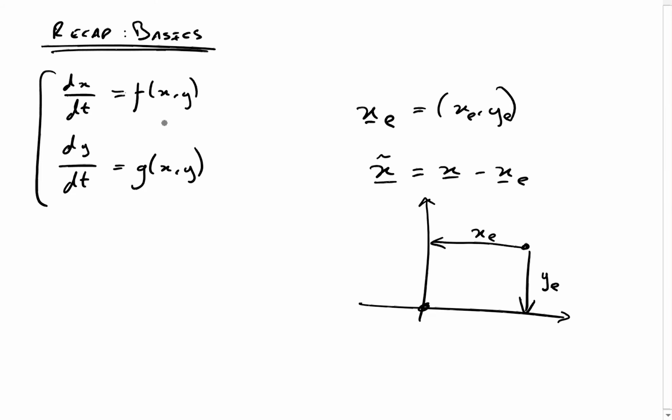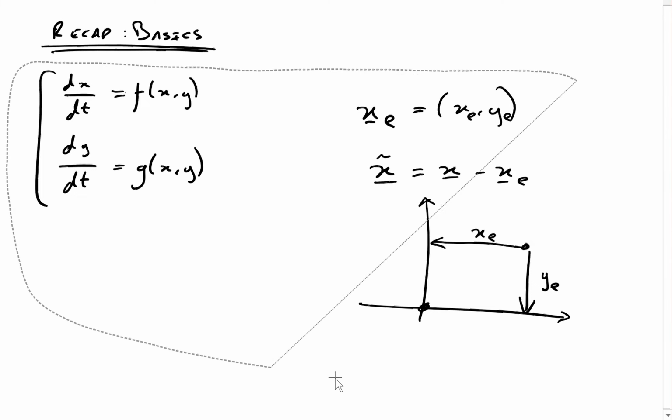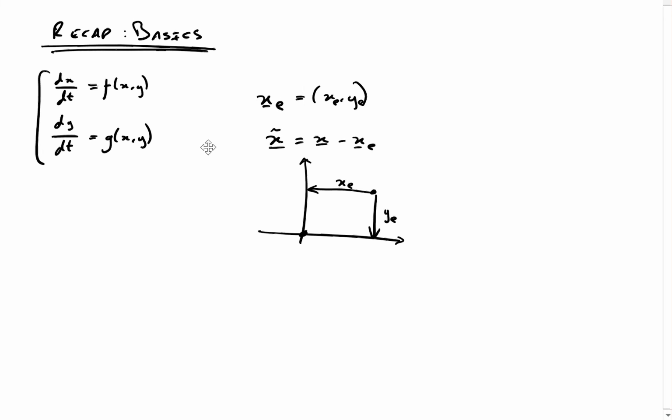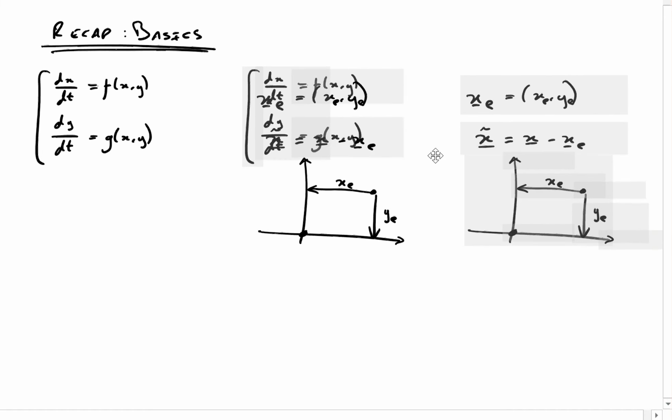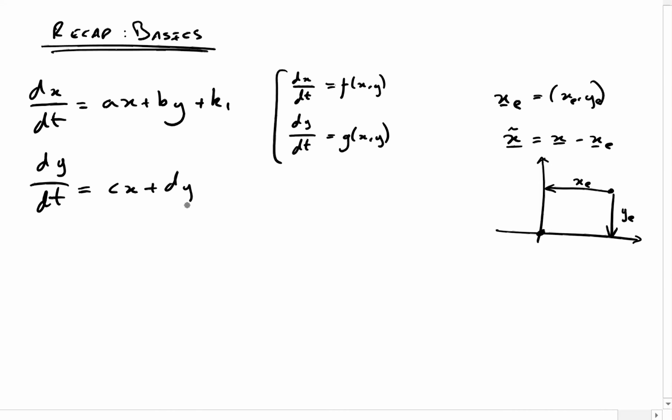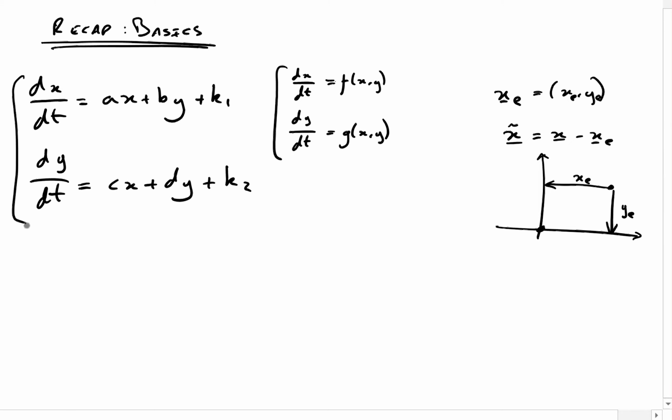Now, let's look at the linear case first. In other words, when the right-hand sides of dx by dt and dy by dt are linear. So we've got dx by dt equals ax plus by plus some constant on the end. And we've again got dy by dt equals cx plus dy plus another constant on the end. So that's the general form of a linear system of equations.